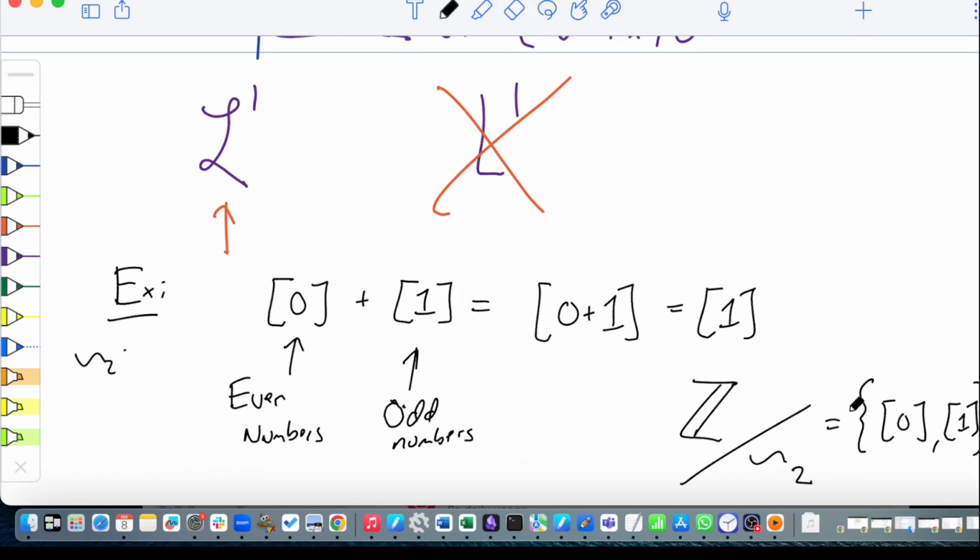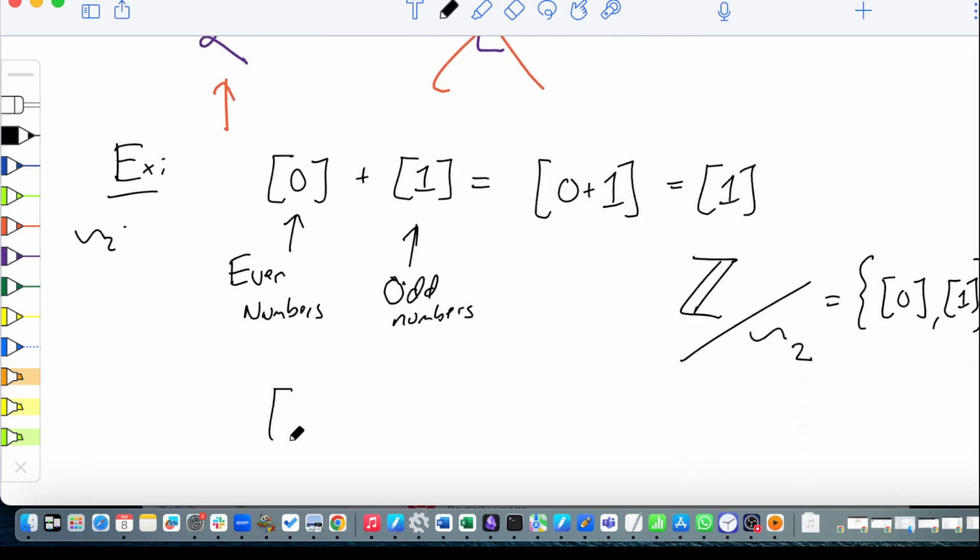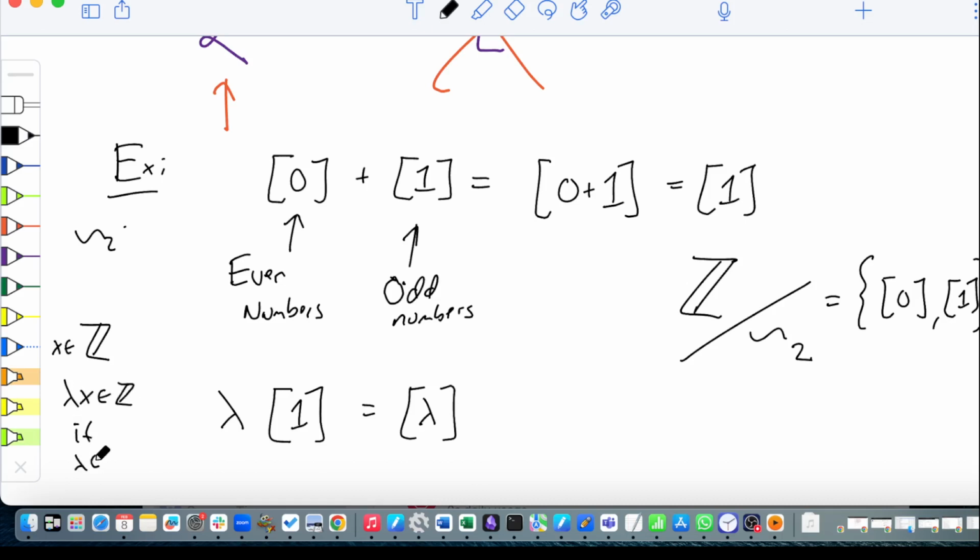So for example, if you want to do lambda times 1, where lambda is a number, then you get lambda. Lambda has to be an integer, because if you multiply by a non-integer, you'll get a non-integer. That's not allowed on Z, right? What are the things you can do for numbers in Z? You can multiply by lambda. So for example, if you multiply by 2, you're going to get 0, the even numbers.